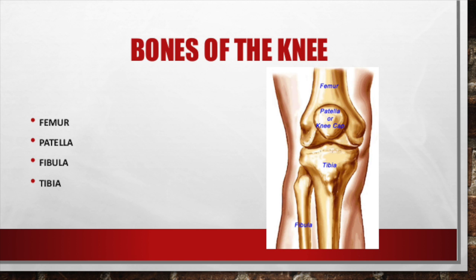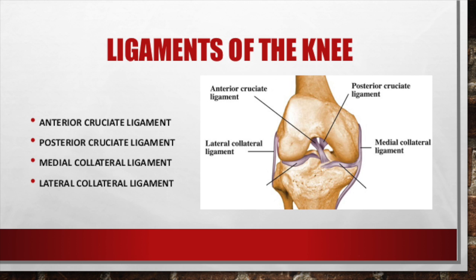Bones of the knee. The bones of the knee include the femur, patella, fibula, and tibia. Ligaments of the knee. The ligaments of the knee include the anterior cruciate ligament, which prevents anterior translation of the tibia, the posterior cruciate ligament, which prevents posterior translation of the tibia, the medial collateral ligament, which prevents valgus stress, and the lateral collateral ligament, which prevents varus stress.